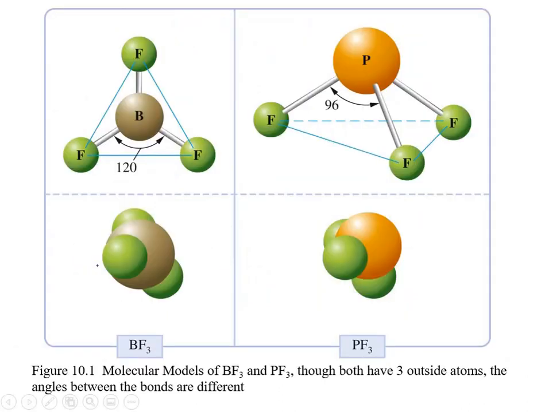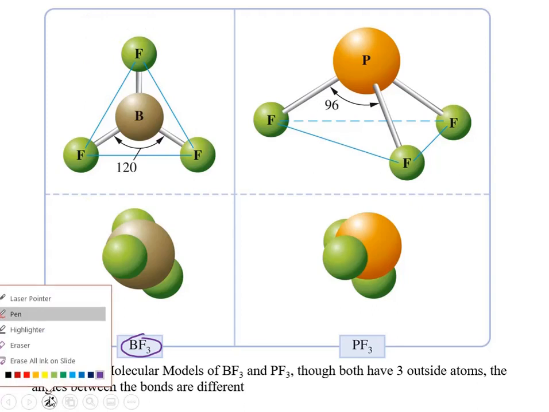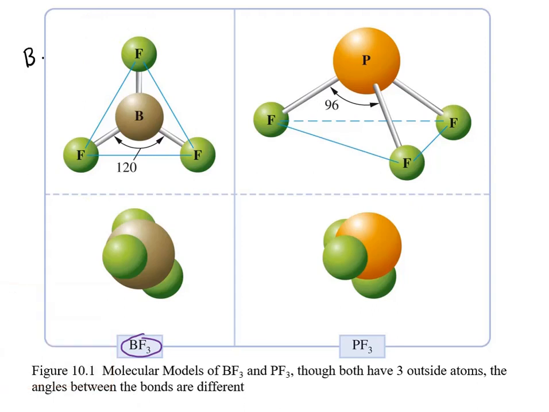Now I'm going to go back to the slide I skipped. Here's an example of 2 different models. This one says BF3. If I was drawing the Lewis structure of this, I would have a boron with 3 fluorines around it. Boron is an exception to the octet rule in that it's happy with just 3. So the way that I'm going to classify this is having 3 outside atoms and 0 lone pairs.